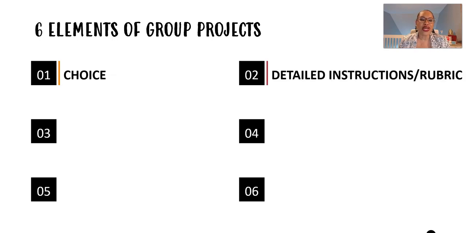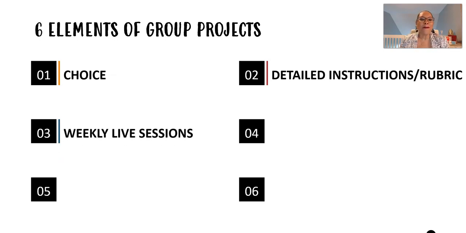Number 2, detailed instructions. I cannot tell you how this will change your life. When you have step-by-step instructions on what students are supposed to do, and you have a specific assignment-specific rubric, which provides somewhat of a checklist by which they can gauge the quality of their own project, it changes the game for them and makes things more clear or clearer.